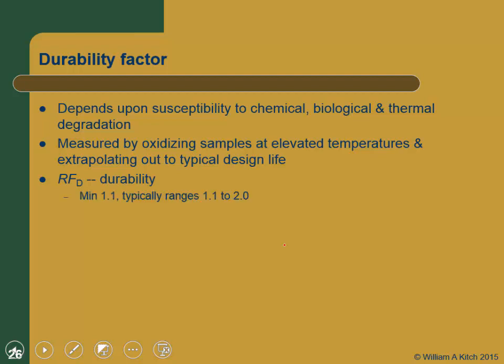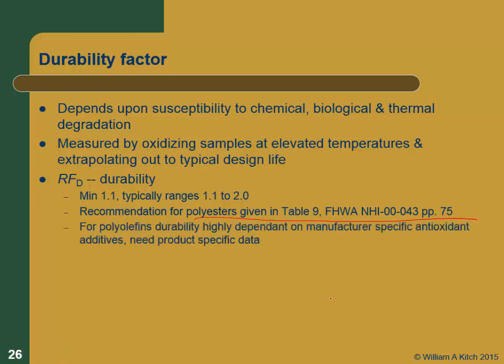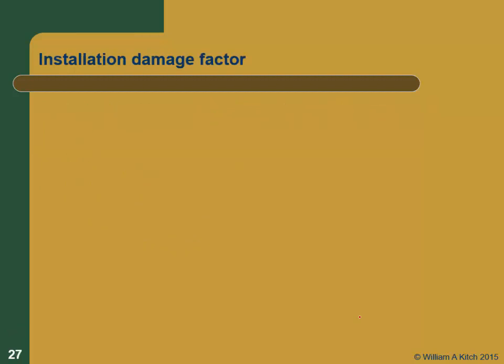It's relatively small. It can get up to 2, but you can tell this is way less than the creep reduction factor. You have recommendations for polyesters given in Table 9. For polyolefins, including HDPE, it's really dependent on the manufacturer, so you need to get that data from the manufacturers, because they put pixie dust and dragon spit and all kinds of strange materials in their plastics and make them perform differently and better, and the only way you're going to know how it's performing chemically is from their data. I just said that.